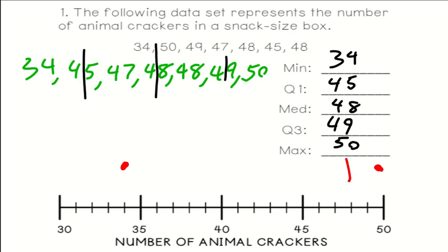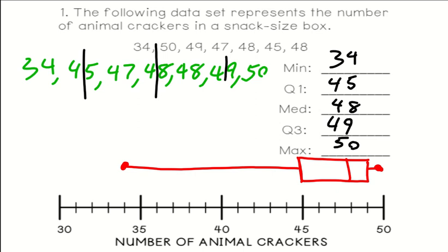My lower median, or my first quartile, is at 45. My upper median, 49. So you see we got a pretty long whisker there, don't we? That's because that 34 is really skewing the data. It's making it go way off to the left. Someone got a whole lot less animal crackers in their box than most of the others. Any questions on that?